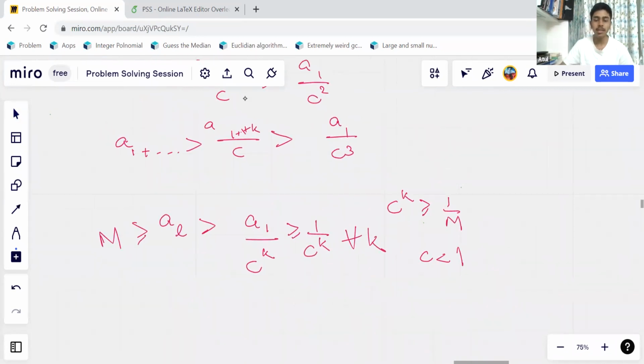But we have that c to the k must always be at least 1 by n, because the sequence is bounded between 1 and n. But this is impossible because c is less than 1 and k can be made arbitrarily large. Does that make sense?